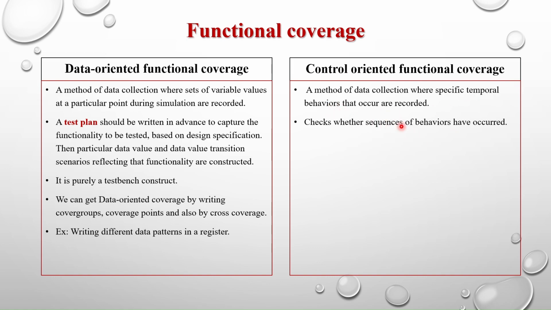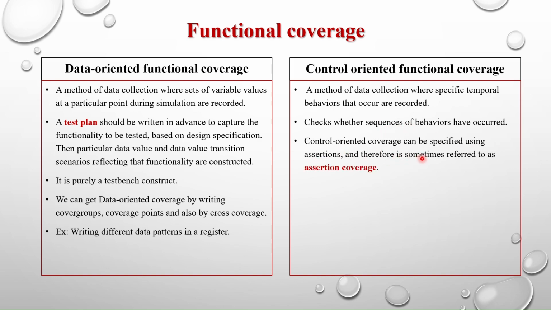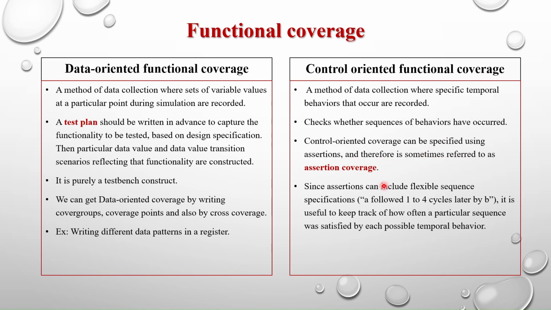So after some event you want to collect that data. After triggering some event you want to collect that data. That is nothing but your control oriented functional coverage. Okay, so here event means what? Some sequence of expressions. After this sequence happened, you have to collect that data. So that you can get by control oriented functional coverage. So here we know that sequences we write by using assertions, right? So control oriented coverage can be specified using assertions, and therefore it is sometimes referred to as assertion coverage. And since assertions can include flexible sequence specifications, it is useful to keep track of how often a particular sequence was satisfied by each possible temporal behavior.